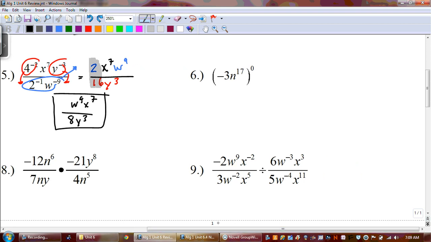Number 6. When your exponent is 0, your base turns into 1.